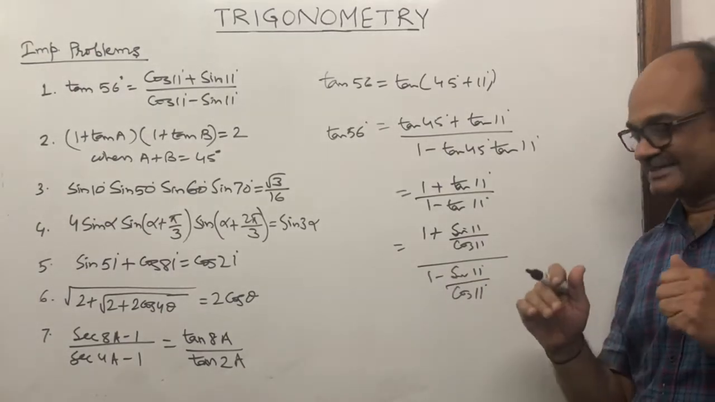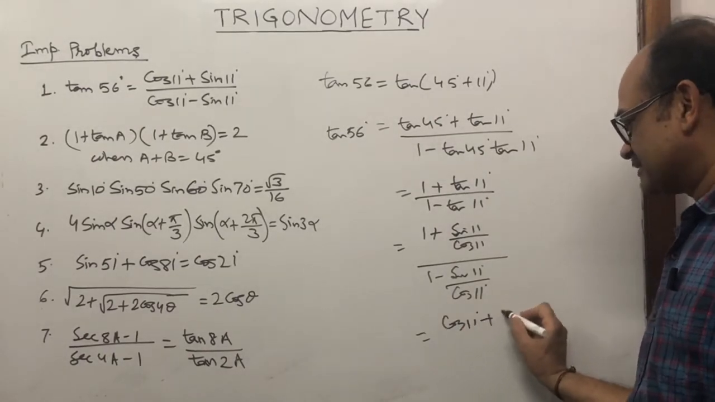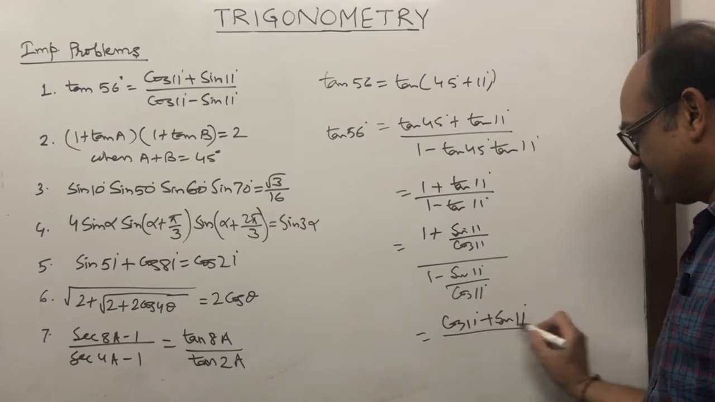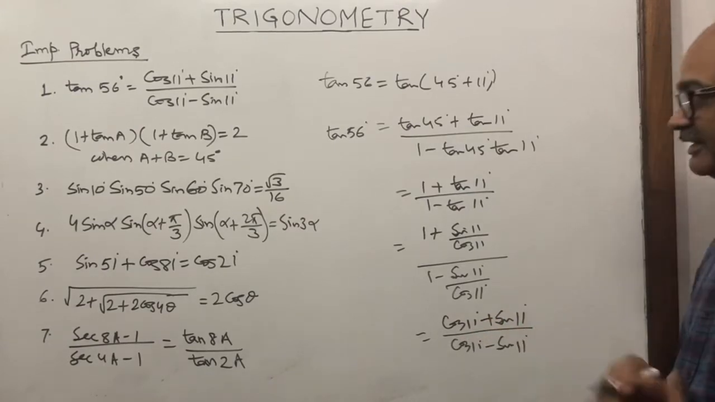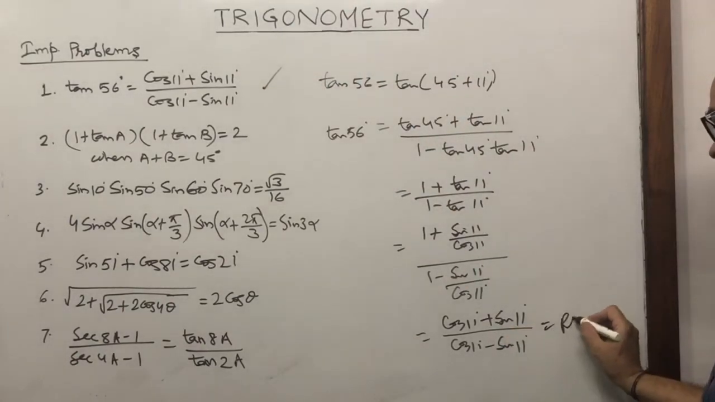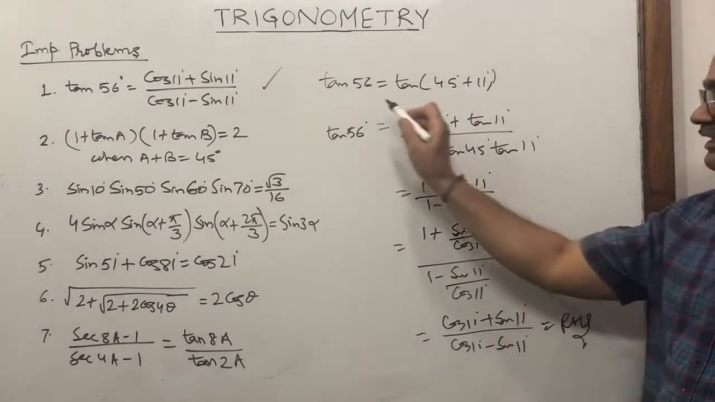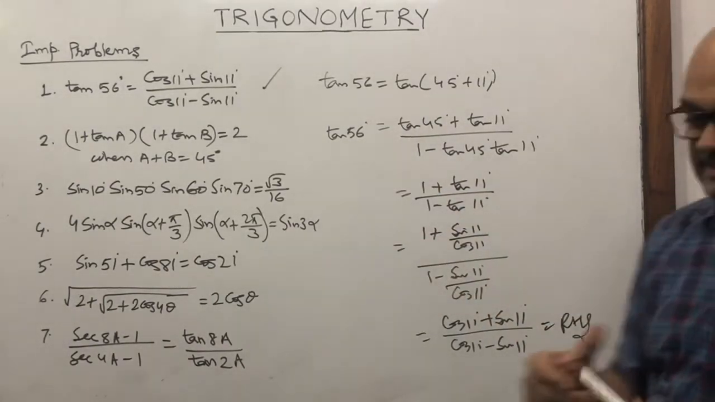And if you take the LCM, what are we getting? Cos 11 plus sin 11 divided by cos 11 degree minus sin 11 degree. See, RHS. Hence, this is nothing but equals to RHS. It started from LHS and it is RHS. Easy. Second sum.